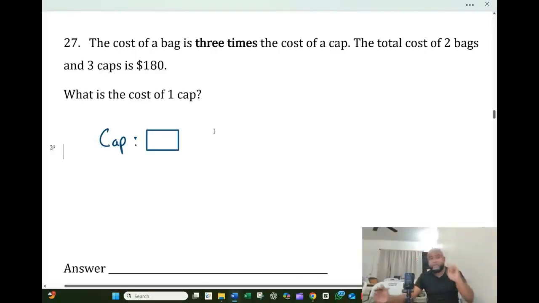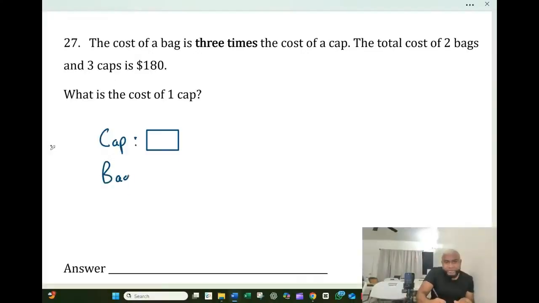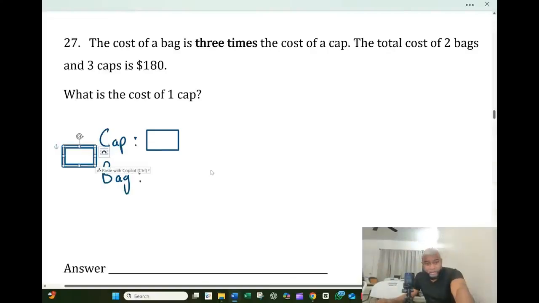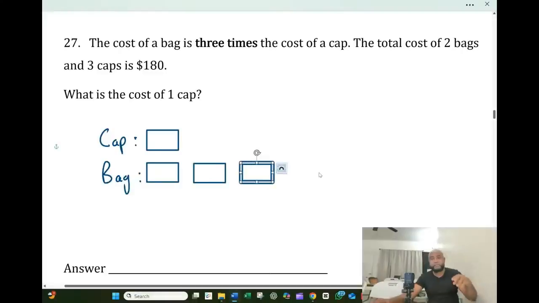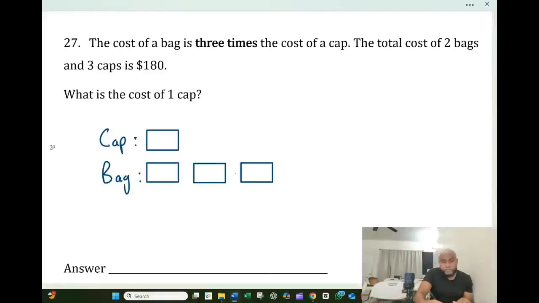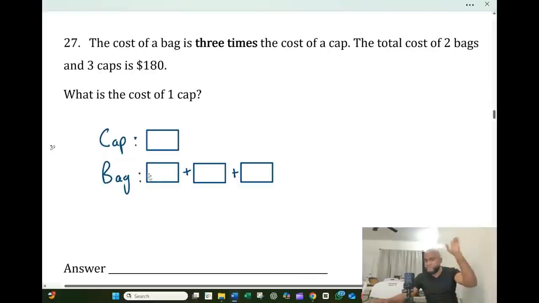That explains it. Then the bag: how much would the bag be? The bag would be 3 boxes. 1, 2, 3. I put 3 boxes in place here. Everybody good there? We're giving them a visual. There we go, 3 boxes for a bag, because the bag is 3 times the cost of a cap.